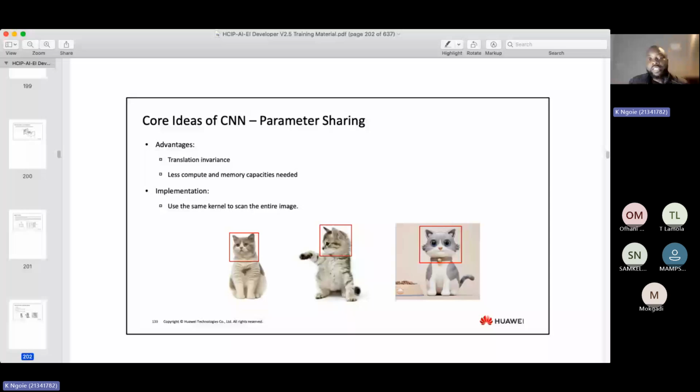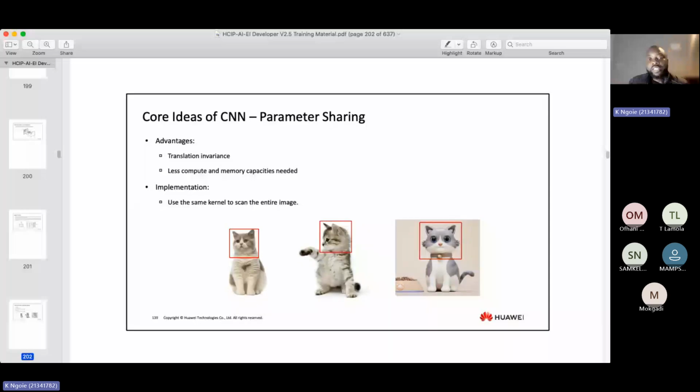So that's the advantage with CNN. We have translation invariance, so less compute and memory capacity is needed. To implement that, we use the same kernel to scan the entire image. So remember, when we're using those kernels, it needs to be the same kernel. Don't change. It can't change during the image. So for the same image, we're using the same kernel.